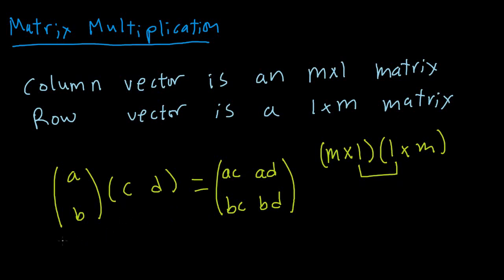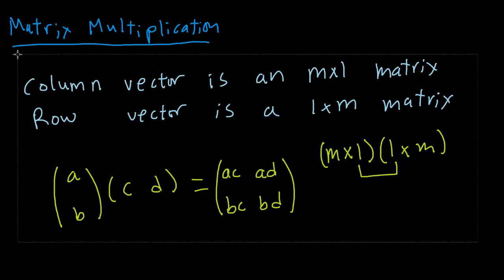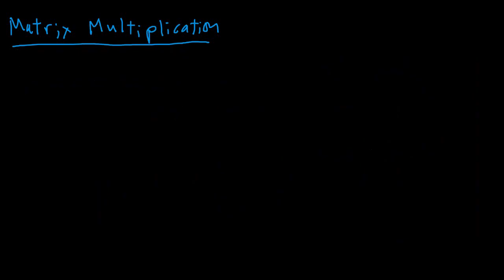So this is how you take a row vector and a column vector and multiply them in the other order. And the result is a square matrix. So it's very interesting to see that from the general matrix multiplication rule, there are so many different operations that are special cases of that one general rule.